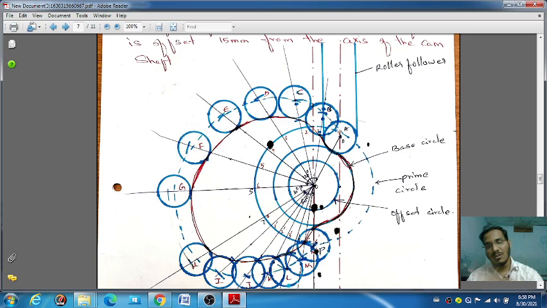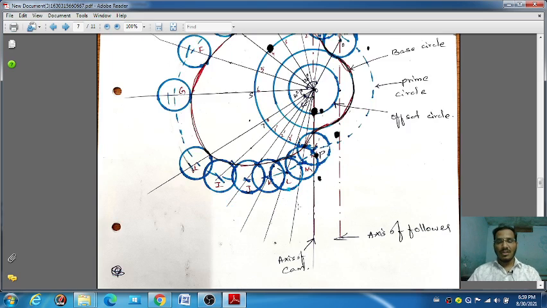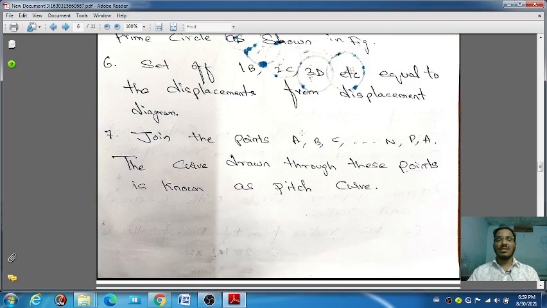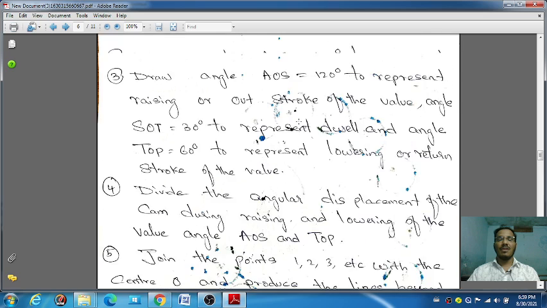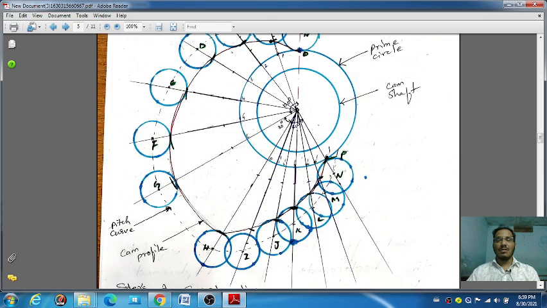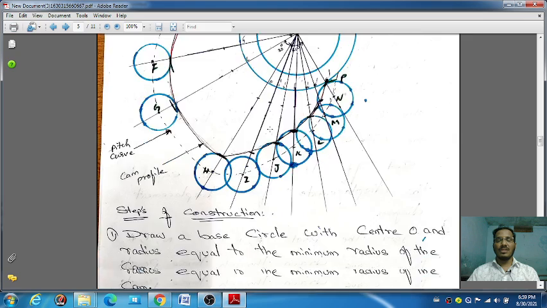Why will it go on the right side? It means the follower starts from below the axis of the cam. That's why it goes here for 120 degree. In total we take 120 degree, and after that 30 degree is your dwell, and 60 degree is your return. Okay, the same concept is there for the remaining cam profile of the first bit.